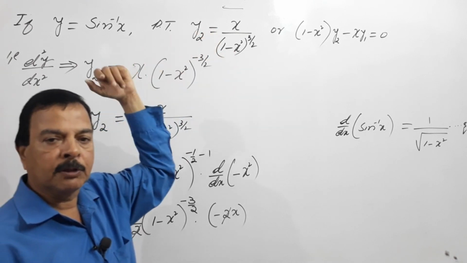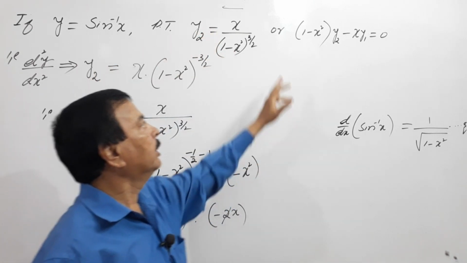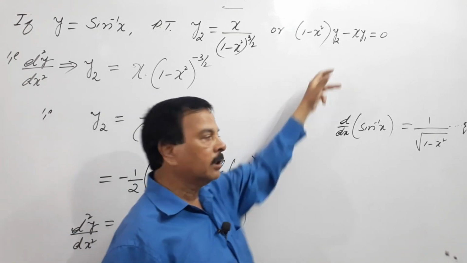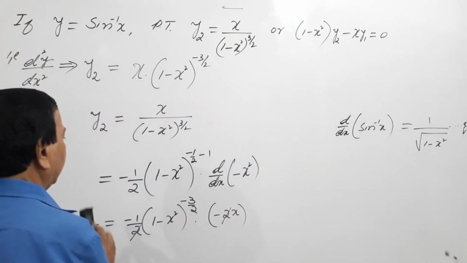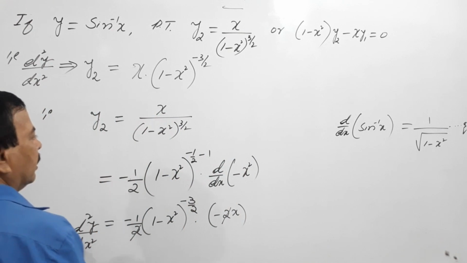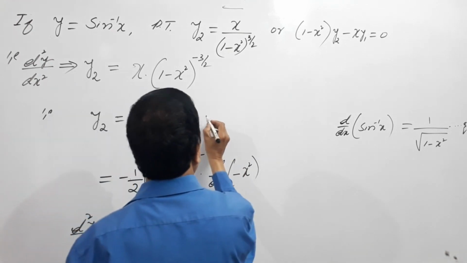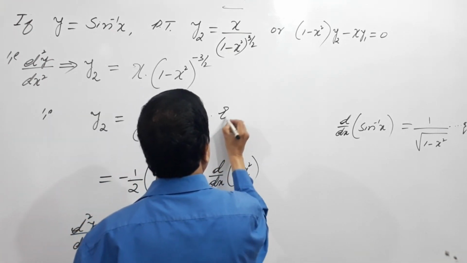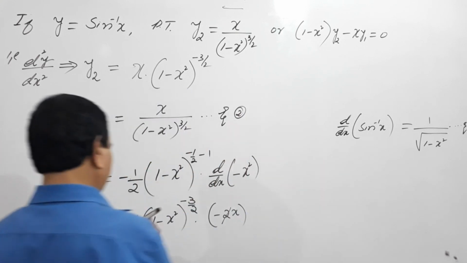50% or 60% of the problem is over. Now in the event they ask you how to solve this, I'll teach you. I'll rub this. Many things I know. I'll call this as equation 2.